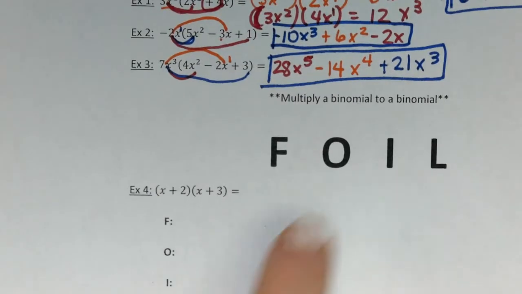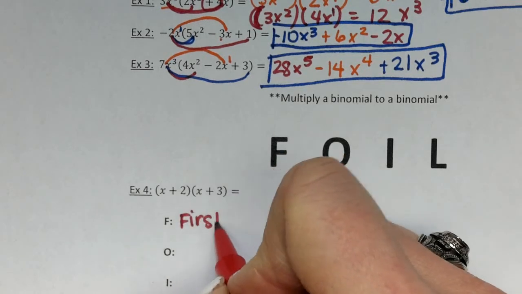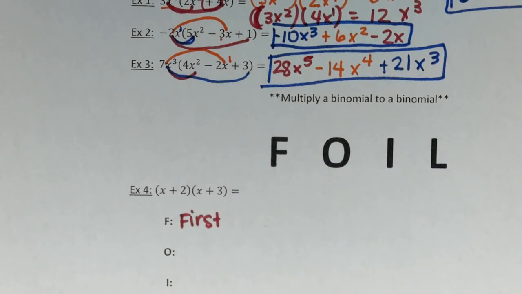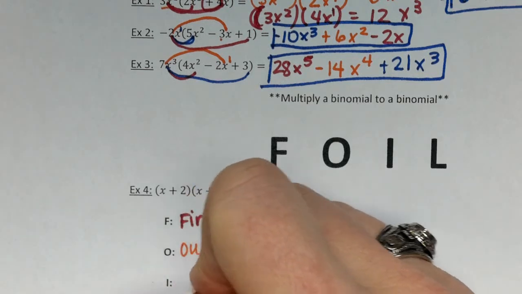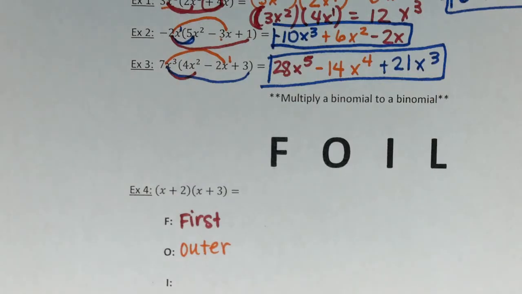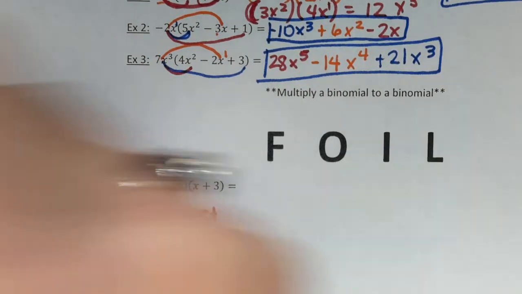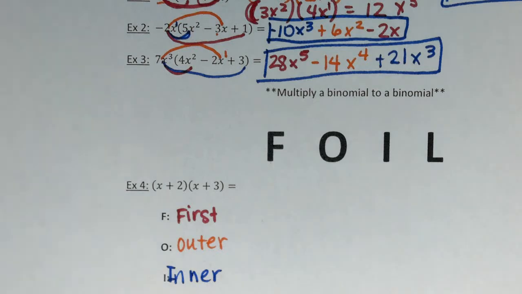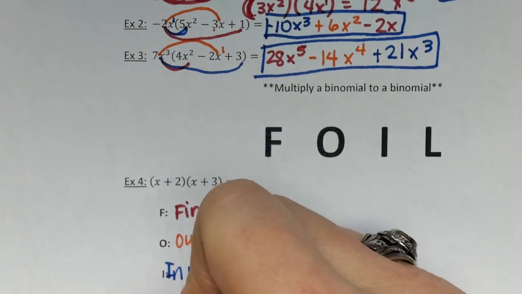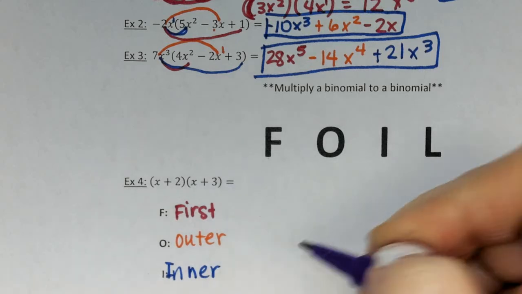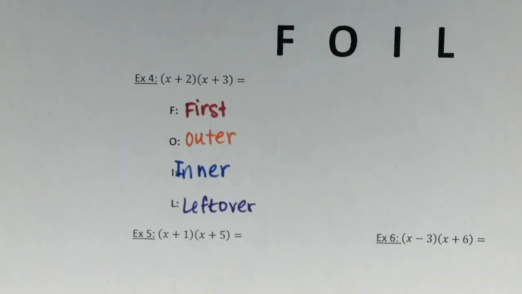So we use a method called FOIL. F-O-I-L. F stands for first. O stands for outer. I stands for inner. And L stands for leftover. Okay, so let me explain what this means. Here's our binomials that we're multiplying together. We have x plus 2 times x plus 3.